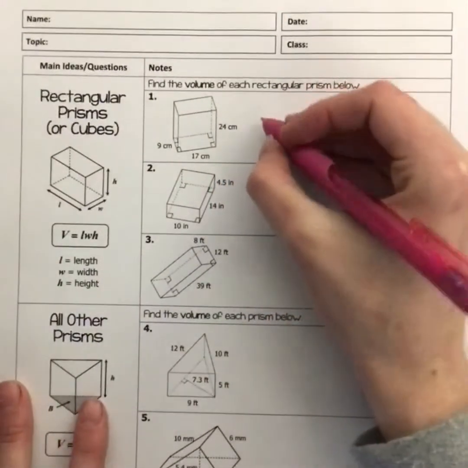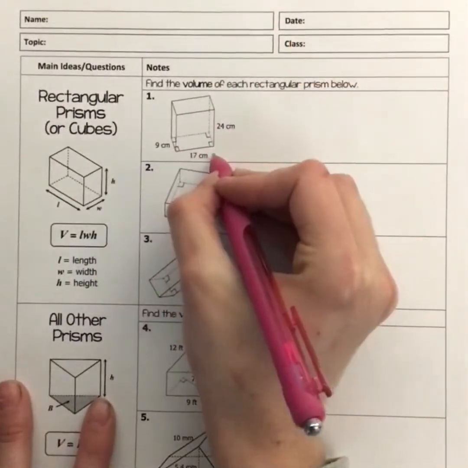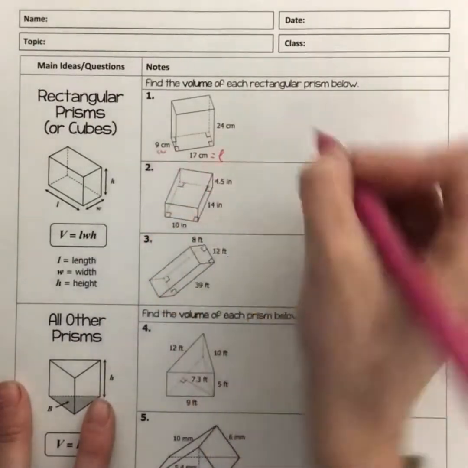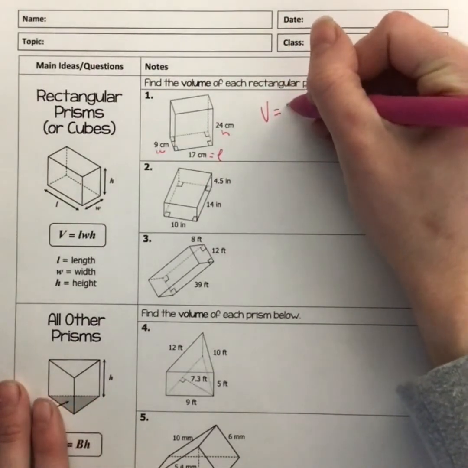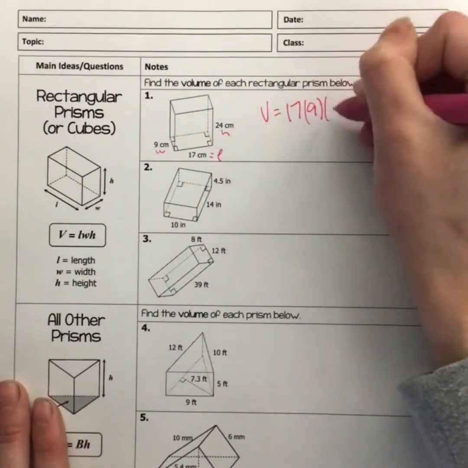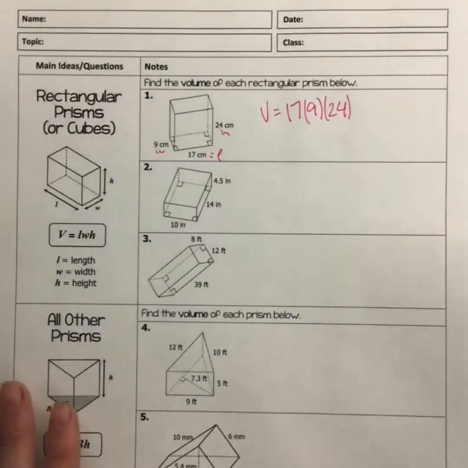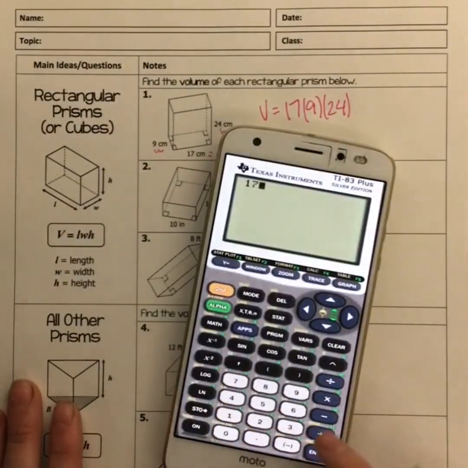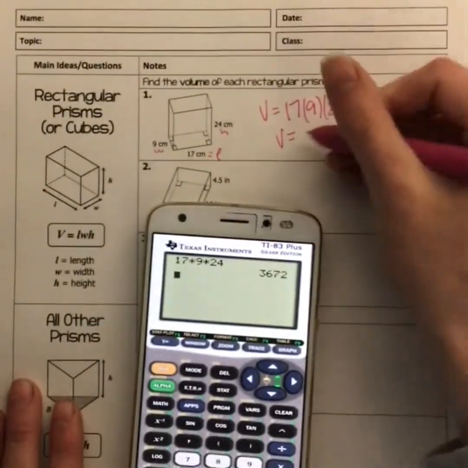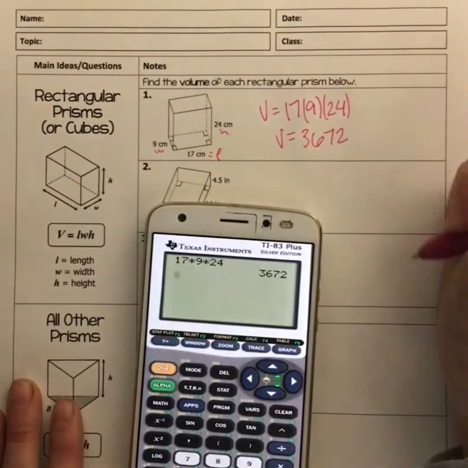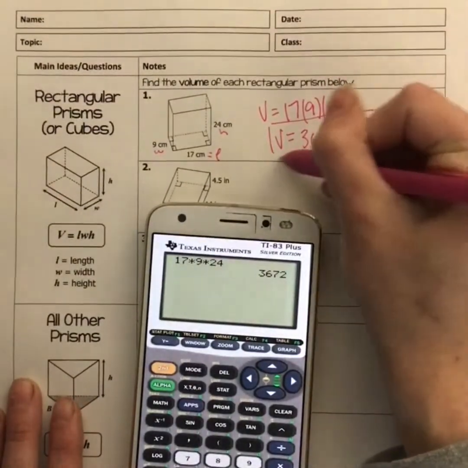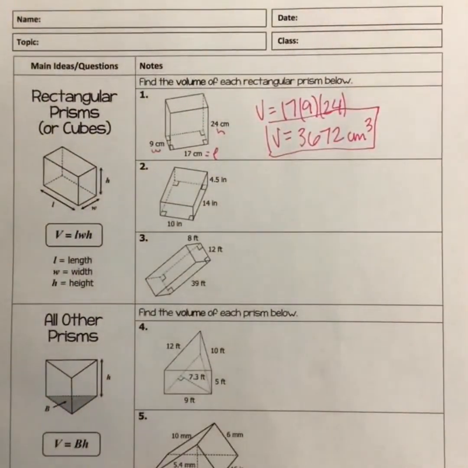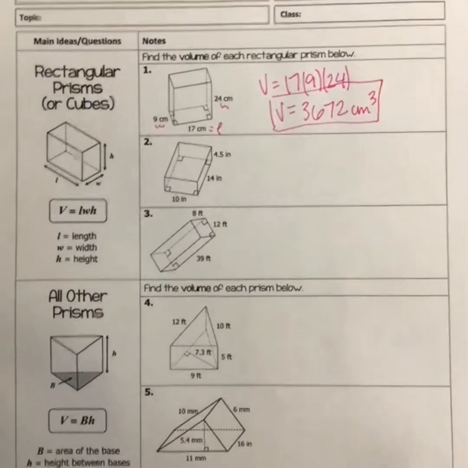So we have our first one here. We would take our length, 17, our width, 9, and our height as 24, and multiply those all together. So that would give me 17 times 9 times 24. And so I'm going to use the calculator for that one. 17 times 9 times 24. And I'm glad I did, because we get 3,672. And remember, it's always units cubed. All right, I think we all knew how to find volume of rectangular prisms and cubes.